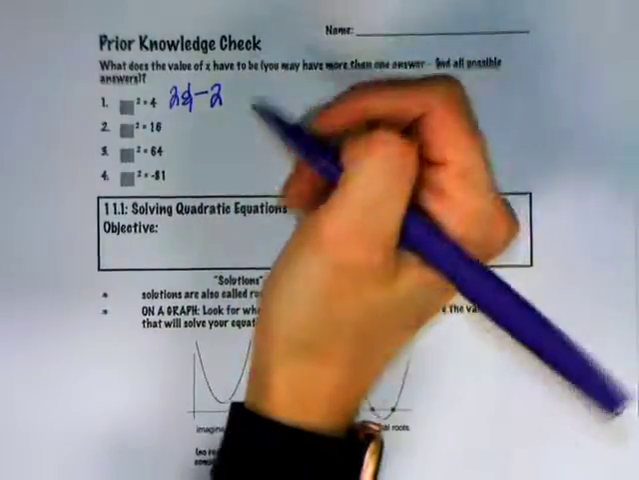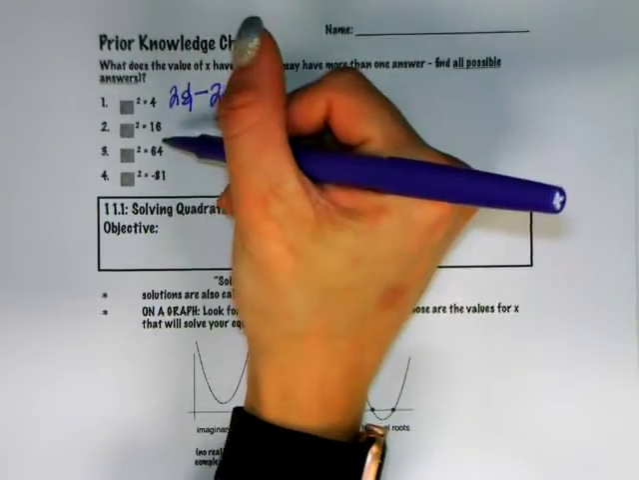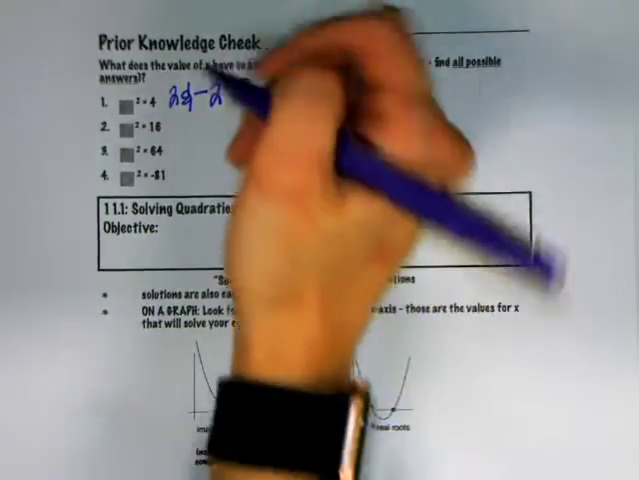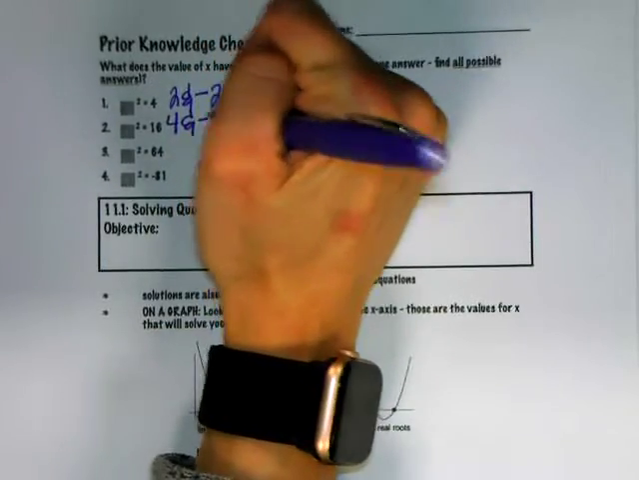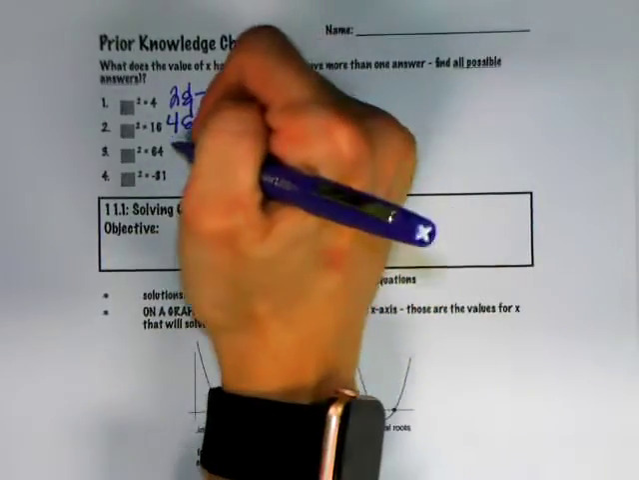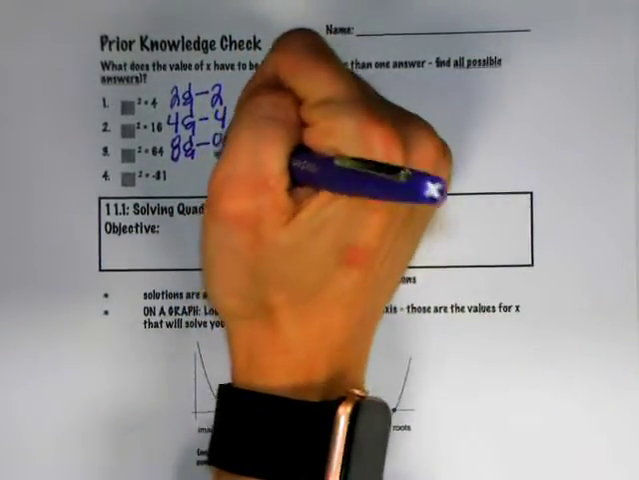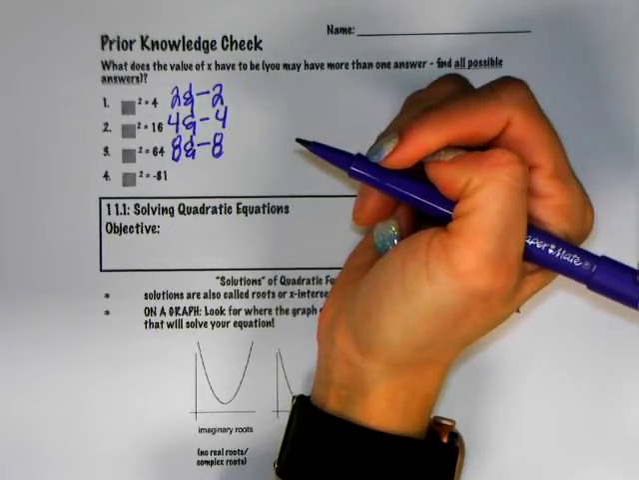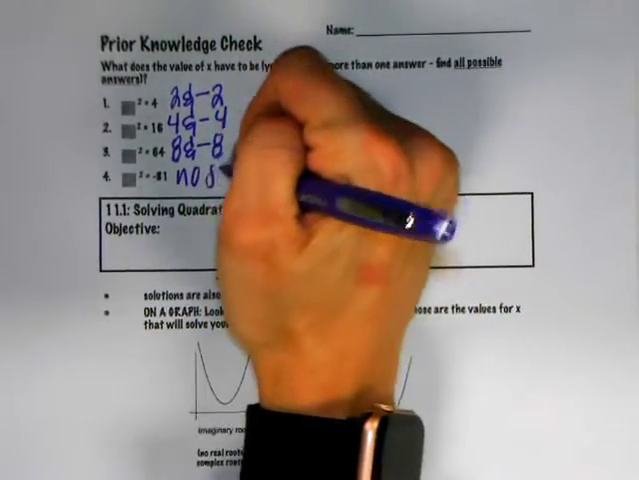All right, what about number 2? Yep, 4 and -4. Okay, what about number 3? 8 and -8, yep. Number 4? None, yep, no solution.